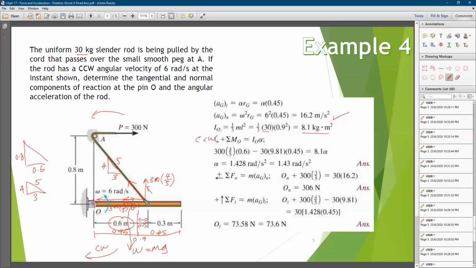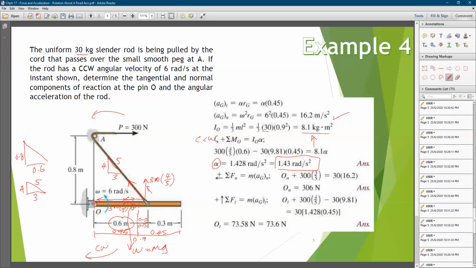and then that is equal to the moment of inertia of the rod, that we have already calculated up here, times the alpha, and from this particular equation, we can determine the value of angular acceleration of the rod, which is 1.43 radian per second square.